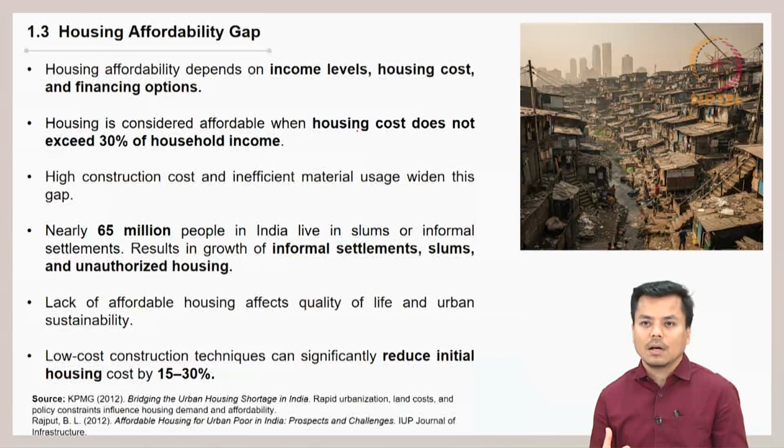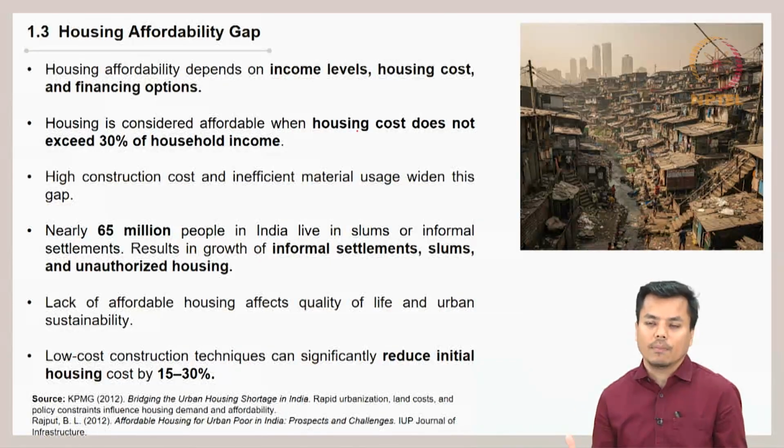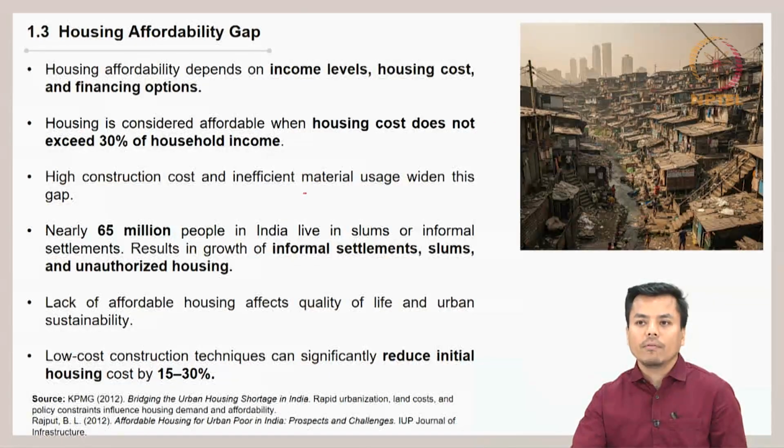Housing is considered affordable when housing cost does not exceed 30% of household income. That is what affordability means in the housing sector. High construction cost and inefficient material use widen this gap, so there is a need for low cost construction in these scenarios.